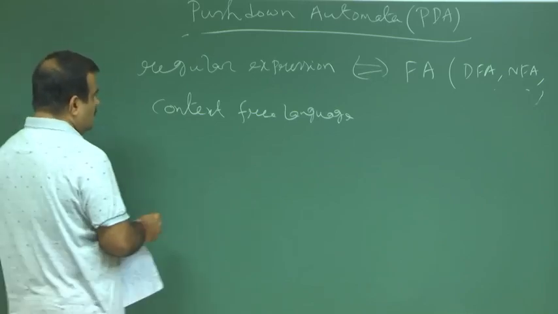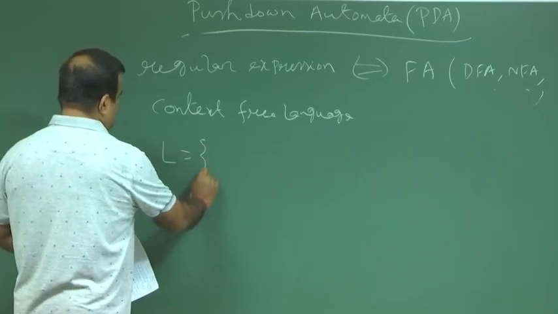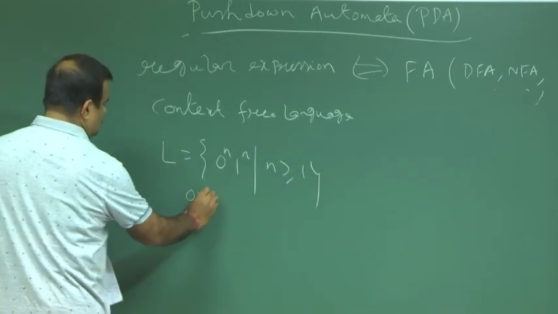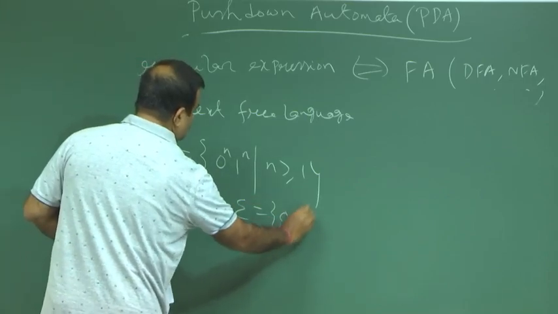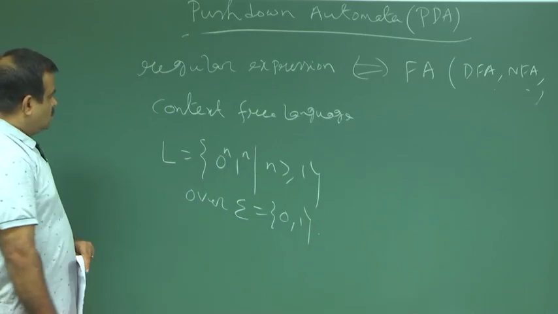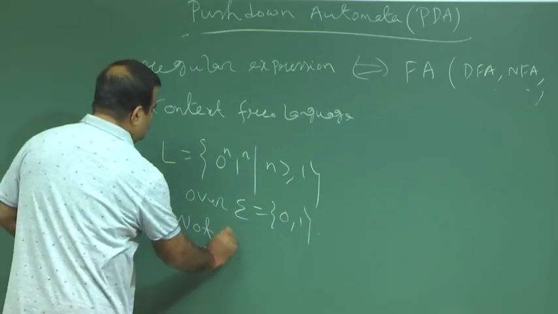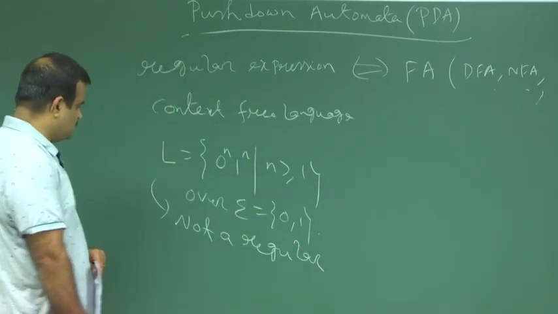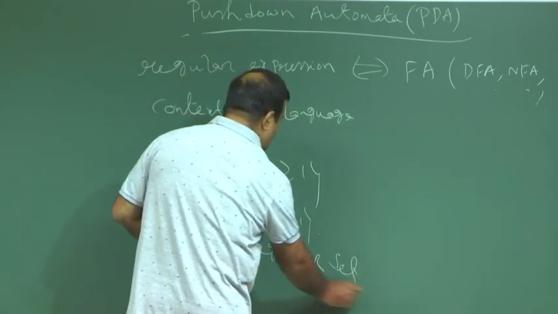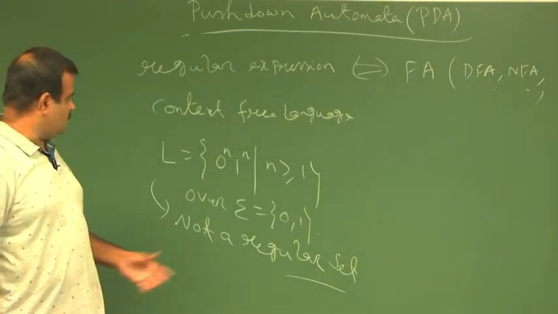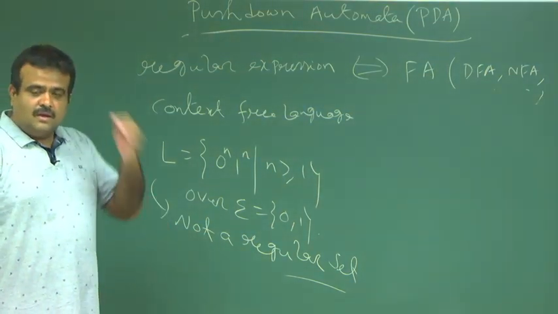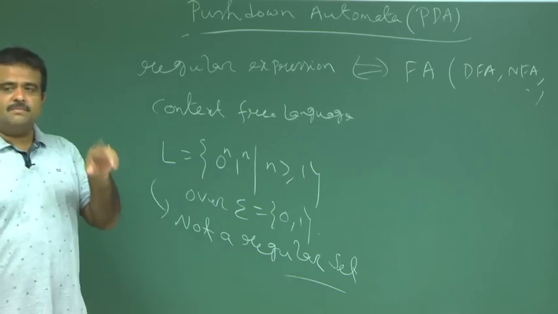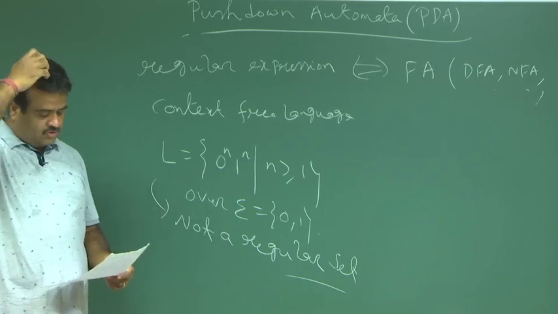for example, if you take this language L, 0 to the power n, 1 to the power n over 0, 1. So, we know this is not a regular language, because there is no finite automata which can accept this. We do not have any regular expression corresponding to this. We have even proved this using the pumping lemma that this language cannot be regular, because the pumping lemma is a necessary condition for a language to be regular.